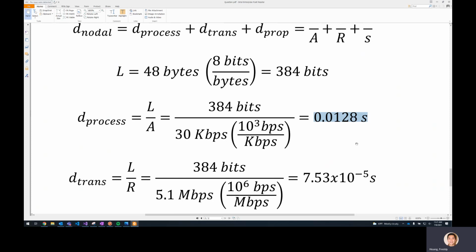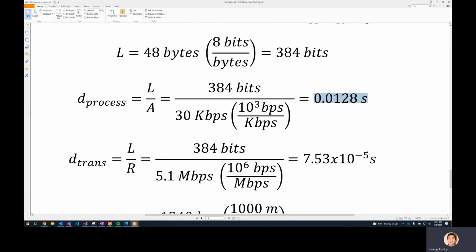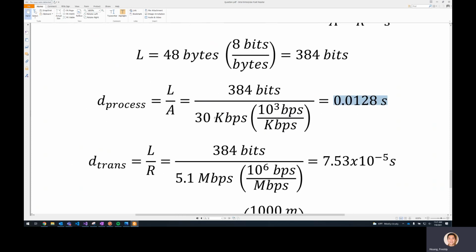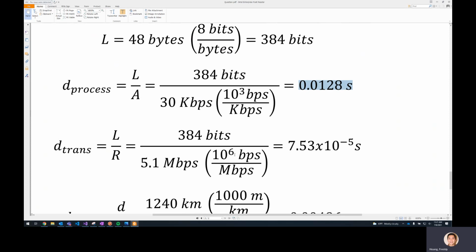And then here we do the same thing basically, but rather than kilobits, we now have megabits, which is 10 to the 6th bits per second. And you convert once again, and you get this answer, 7.53 times 10 to the negative 5 seconds. And rather than converting all of these to milliseconds now, which would make sense, I prefer to just keep it all unsimplified, and I'll leave the conversion for the very end.